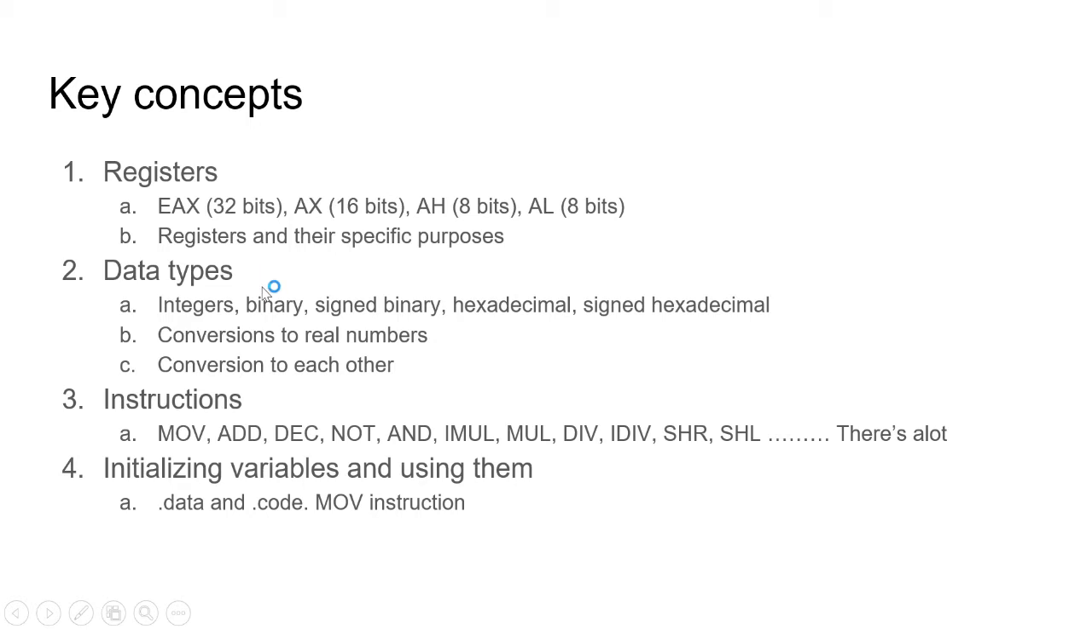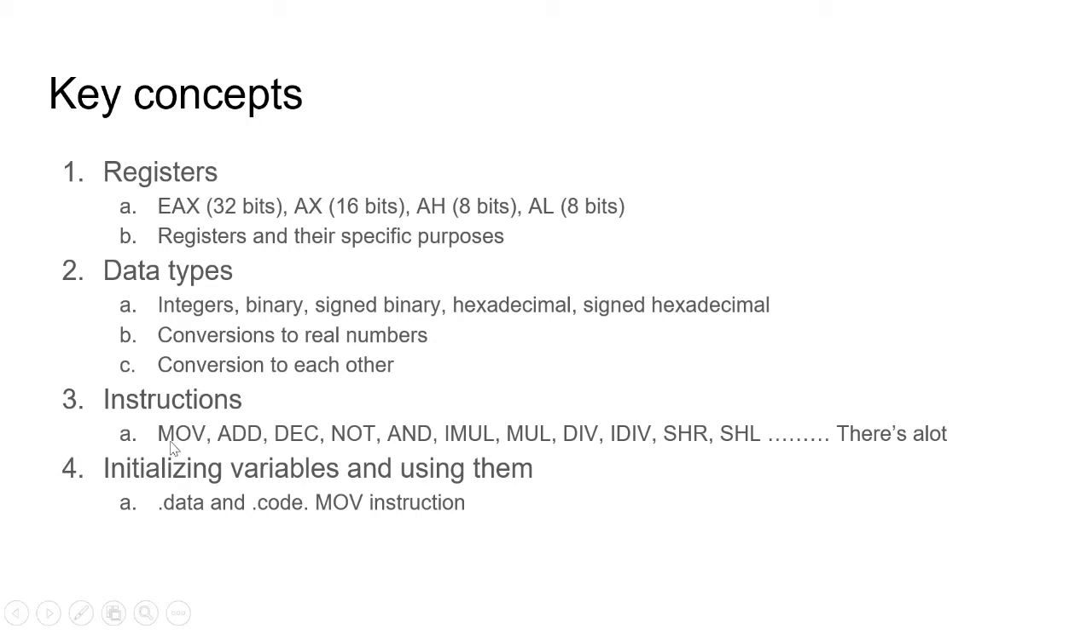They each have a specified purpose. So, for example, with EAX, you generally deal with numbers. With EDX, you tend to deal with arrays and strings, and going through arrays and displaying arrays. Your data types, you can deal with integers, binary numbers, signed binary numbers, hexadecimal, and signed hexadecimal. You really have to know how to convert between each of these different data types so that you can double check your work. It's painful, but I mean it's possible, I suppose.